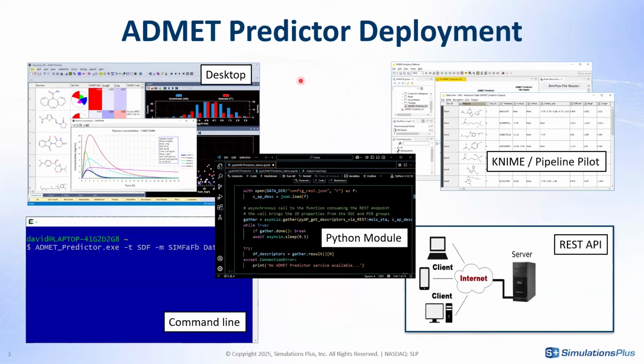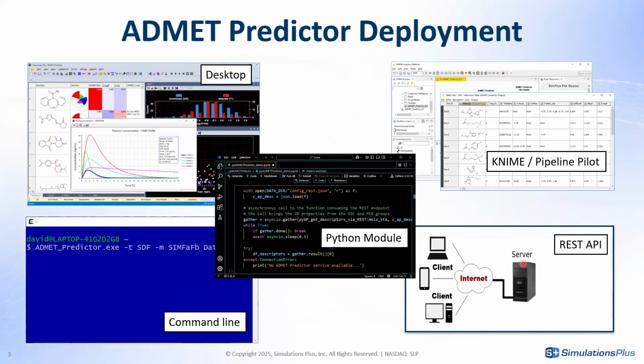Just a few comments on deployment, because I'll talk about several of these later. There's a graphical desktop version that is currently limited to the Windows operating system. But the command line version, which has essentially all of the key ADMET Predictor functionality, runs on both Windows and Linux. We have components for both KNIME and Pipeline Pilot.